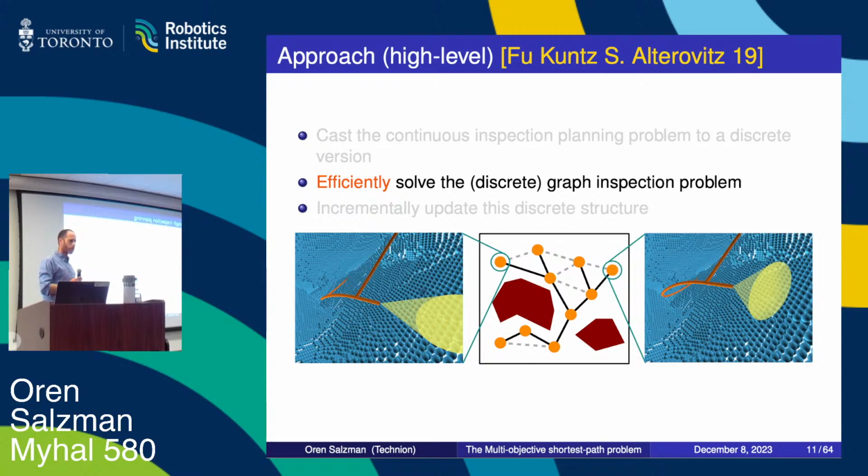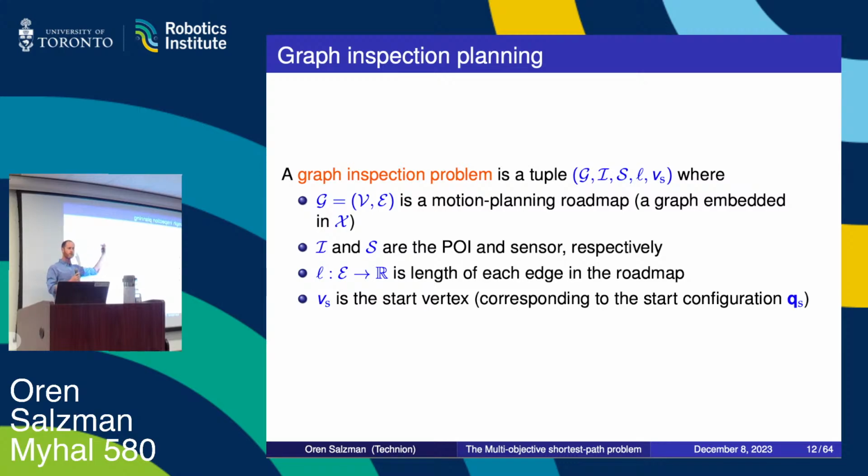I won't give you the algorithm, but I'll give you a flavor, and then we'll see how this connects to the talk. So this is a definition of the analogous discrete version, the graph inspection problem, not in the continuous space. So instead of the robot's configuration space, we're giving this discretization, this roadmap. Think of a PRM roadmap. But now we endow each vertex in this roadmap also with a set of points of interest that we can see from that vertex. And we want to plan a path in this roadmap that sees as many points of interest as possible.